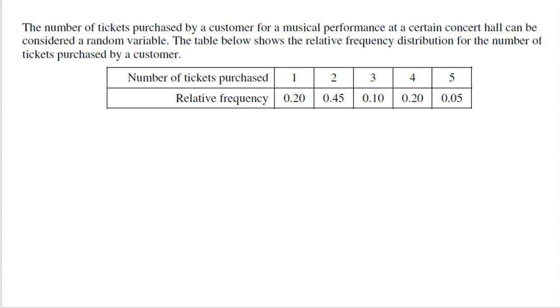1, 2, 3, 4, or 5? Nobody purchased 0 because if you're purchasing 0, you're not going, and maybe they just don't allow you to purchase more than 5. And again, we notice that we have probabilities underneath them. So this is long run relative frequency.